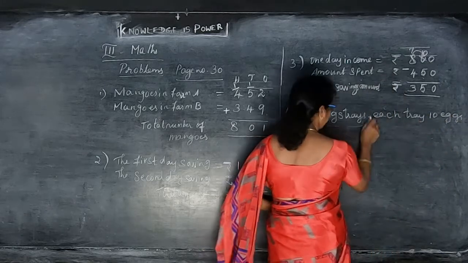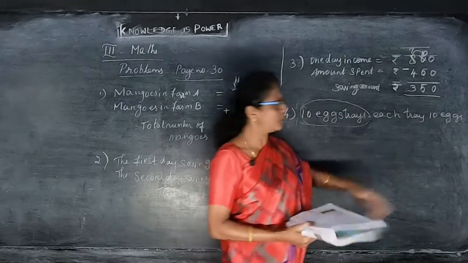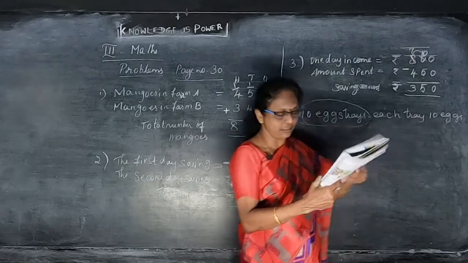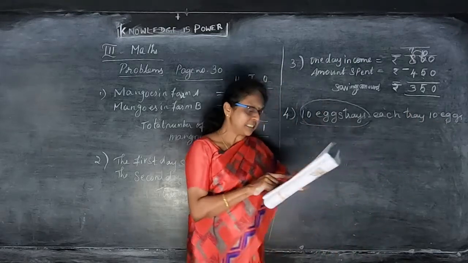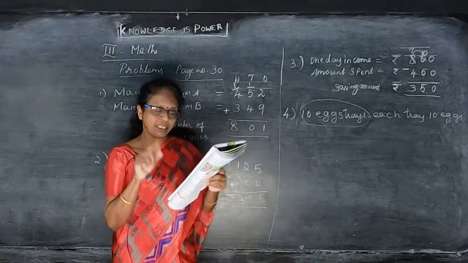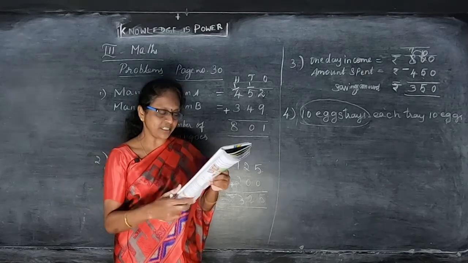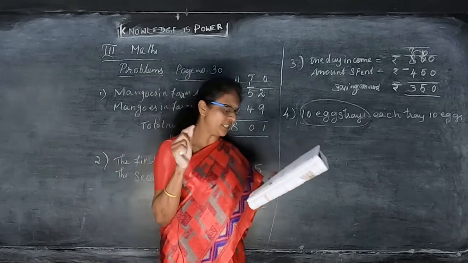There are 10 egg trays, and each tray has 10 eggs. Okay? There were 10 egg trays each with 10 eggs in Valavan's egg shop. He sold eggs in 3 trays and found that 2 trays were rotten.